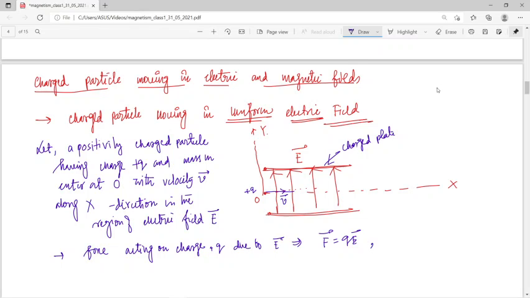What should be the acceleration? If there is a force, then the acceleration is force per mass, that is qE by m. So the charged particle will be accelerated in the direction of the electric field. As soon as the particle leaves the region of the electric field, it travels in a straight line due to inertia of motion, and if we place a screen there, then what will happen?